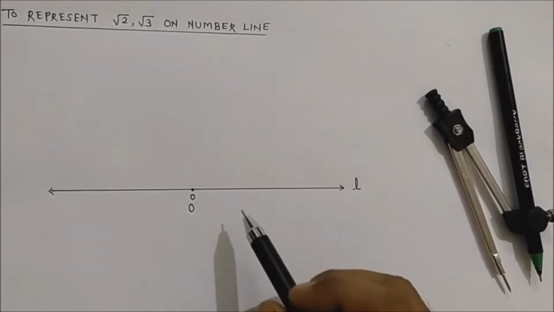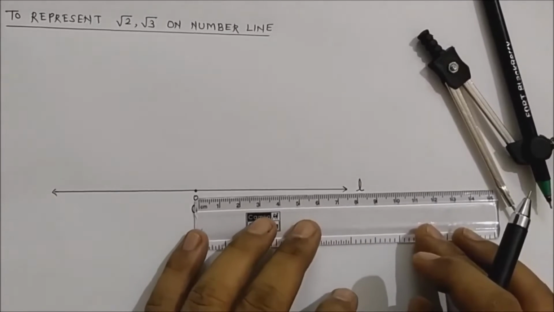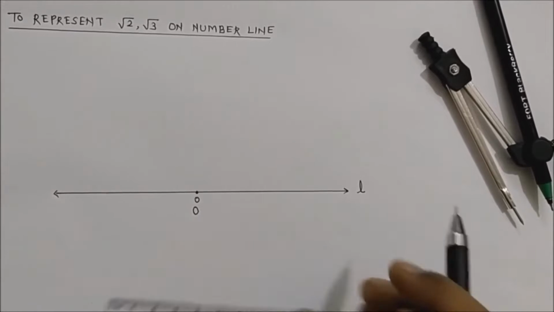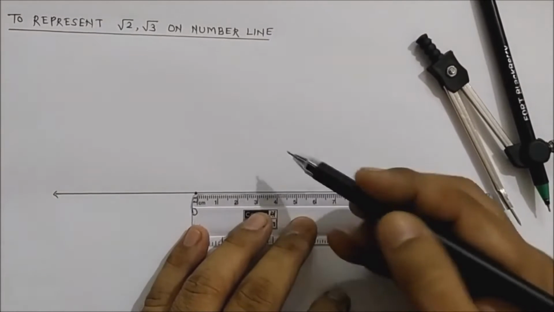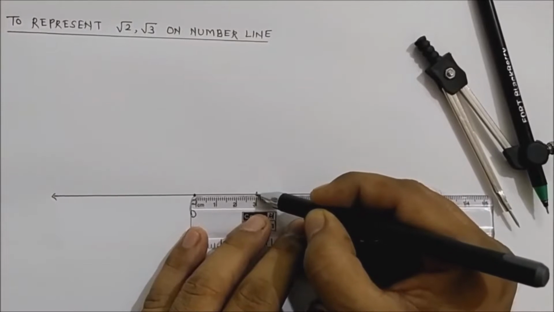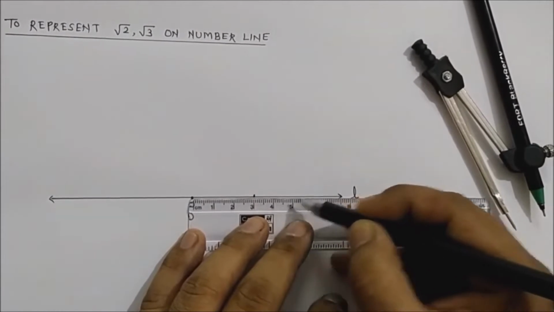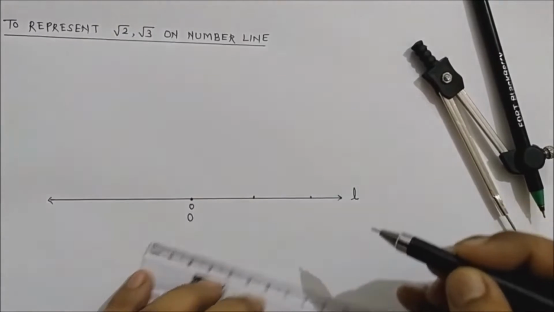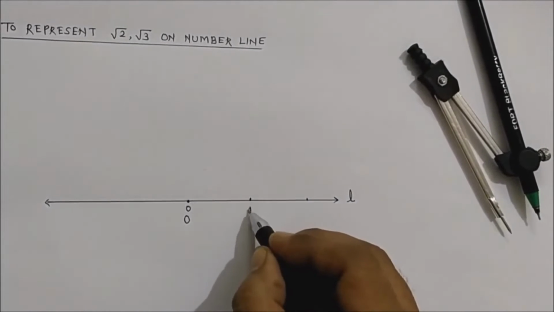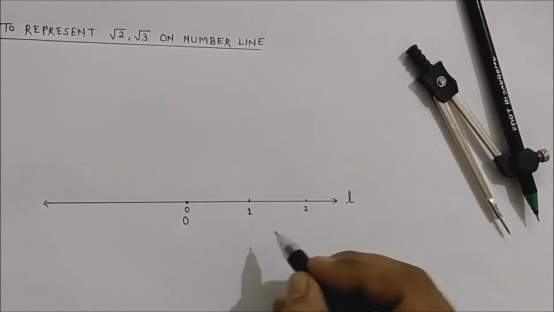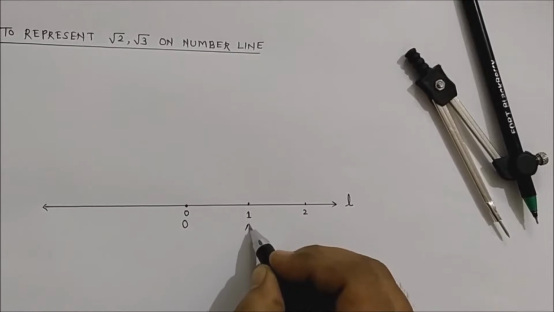After this, on the right side, we are going to take one more point. Any distance you can take. Suppose we are taking 3 centimeter. This is 3 centimeter, and again the next 3 centimeter. So this distance is 3 centimeter, but we are writing it as 1, and this as 2. This is 1 unit. Name this as point A.